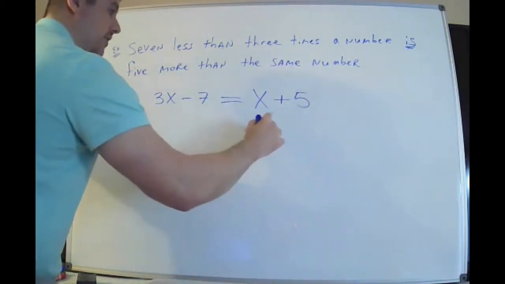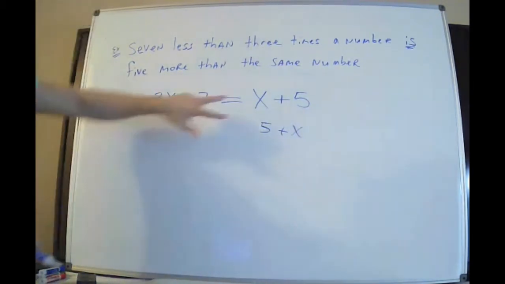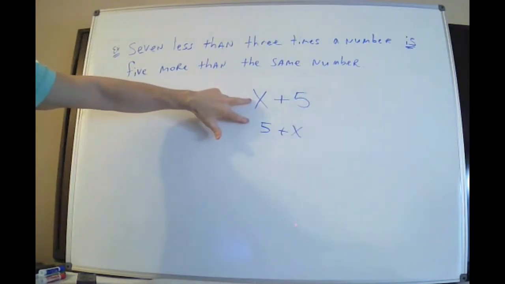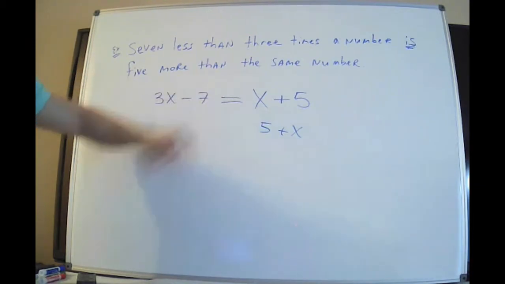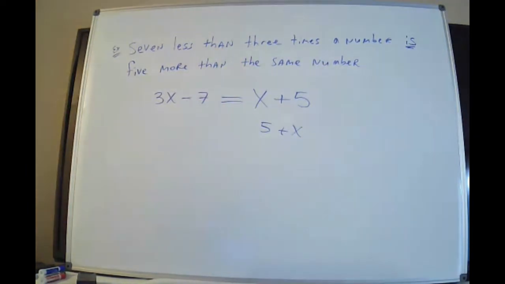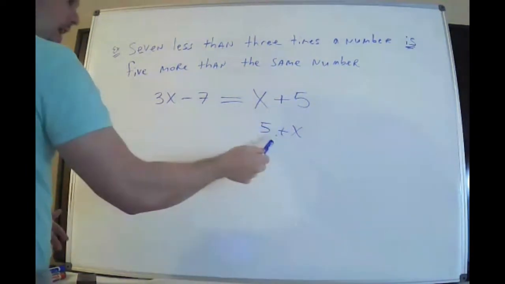In this case, these are equal, right? Because 2 plus 3 and 3 plus 2 are the same number. 2 plus 3 is 5. 3 plus 2 is 5. Addition goes both ways like that. So you can write this one down.